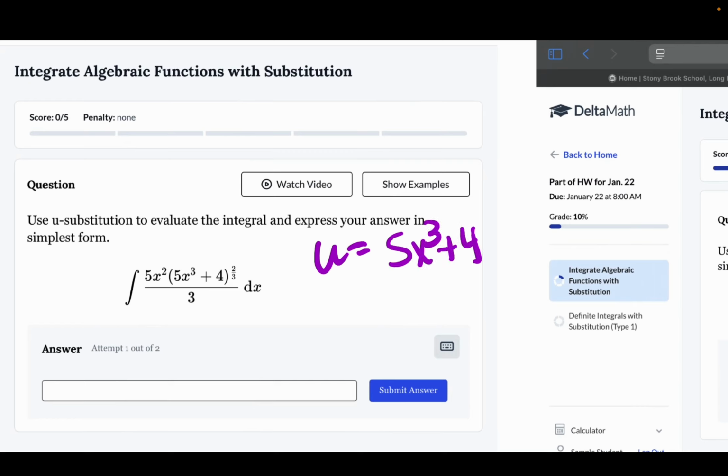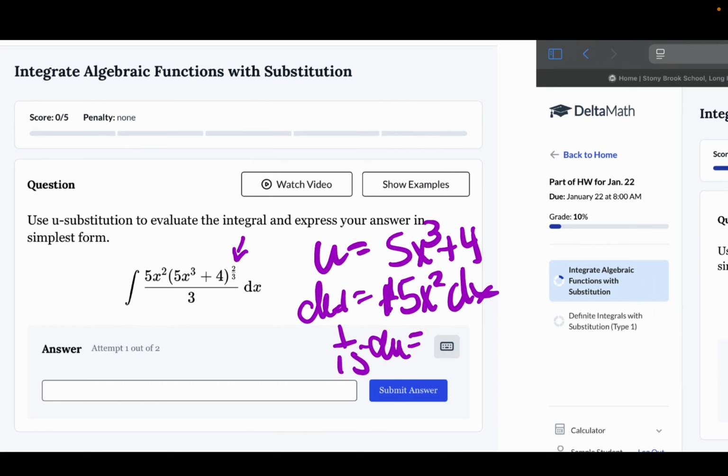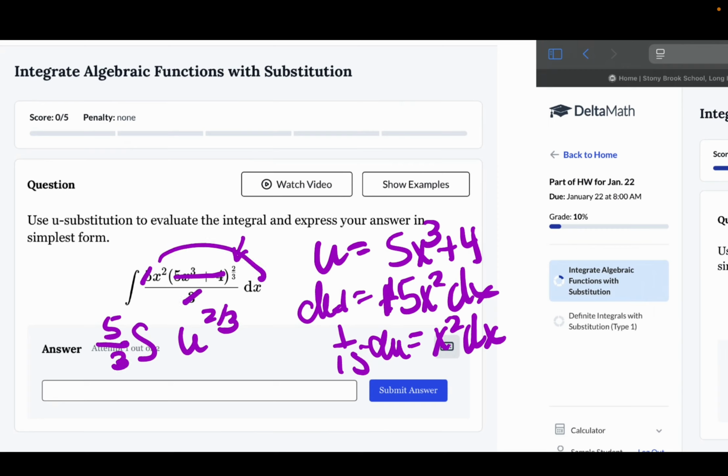Why am I using substitution? Because I cannot multiply it out with this exponent here. And then get du is 15 x squared dx. Then I'll make it 1/15 du equals x squared dx. And then I'm going to see what I have. I have the integral of u to the 2/3. I have 5 I'm going to take out here. 3 I'm going to take out here. x squared dx is left, which is 1/15 du.